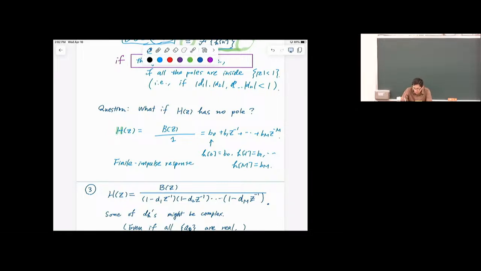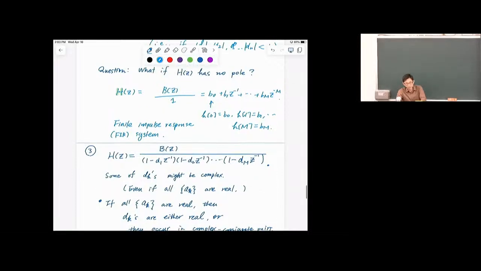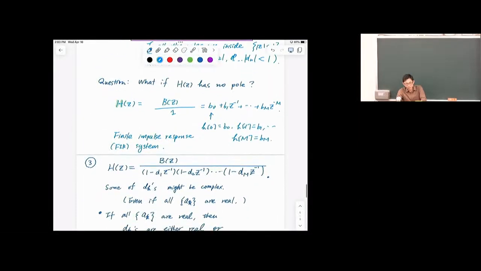Finite impulse response system, or we say this is an FIR system. And an FIR system has no pole, so it is always stable. So that's the first discussion item: an FIR system is always stable. The system has no pole. It's always stable.